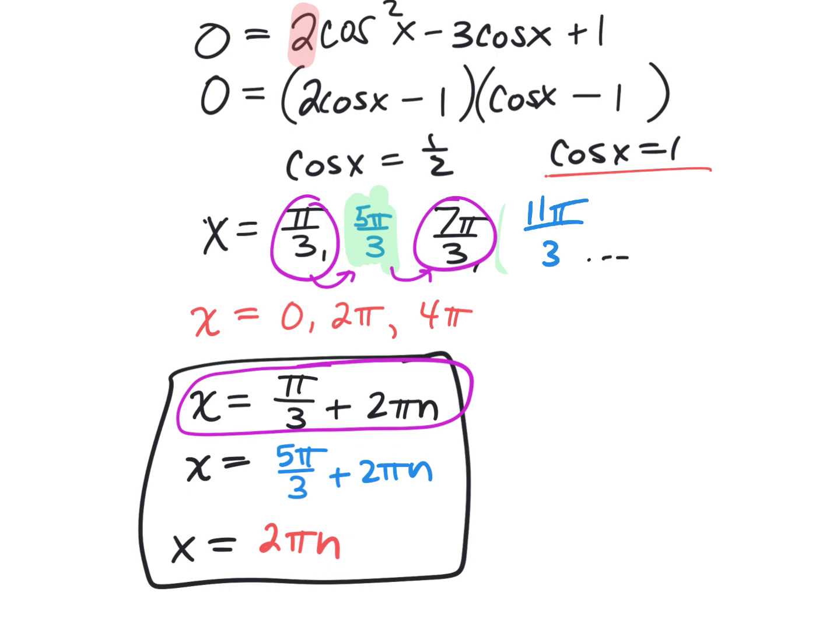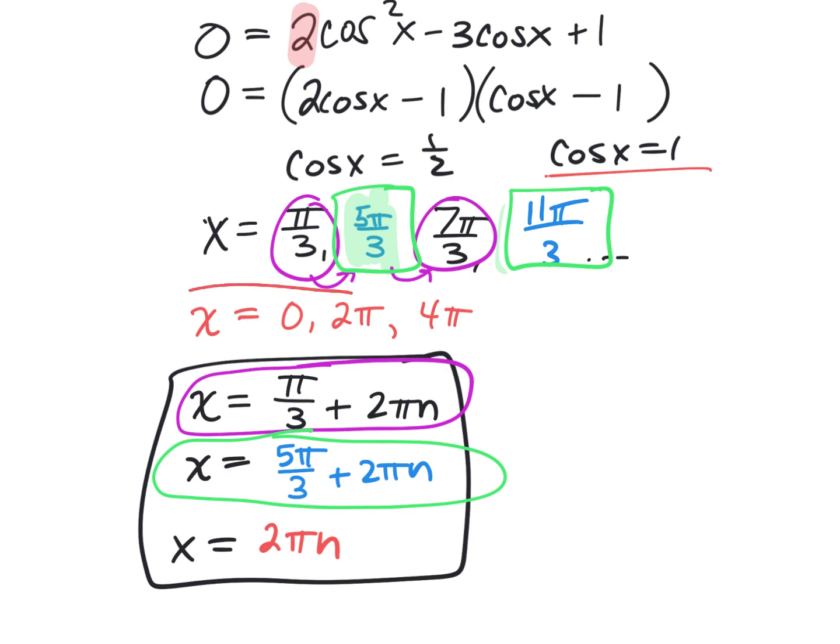We end up with pi over 3 plus 2 pi n. This, what you see circled in pink, is one of our solutions. Then we have 5 pi over 3 plus 2 pi is 11 pi over 3. Our next one would be 17 pi over 3. They are represented by this form of our solution, 5 pi over 3 plus 2 pi n.